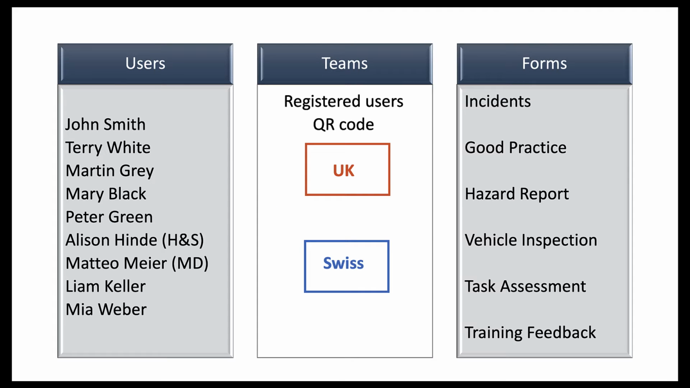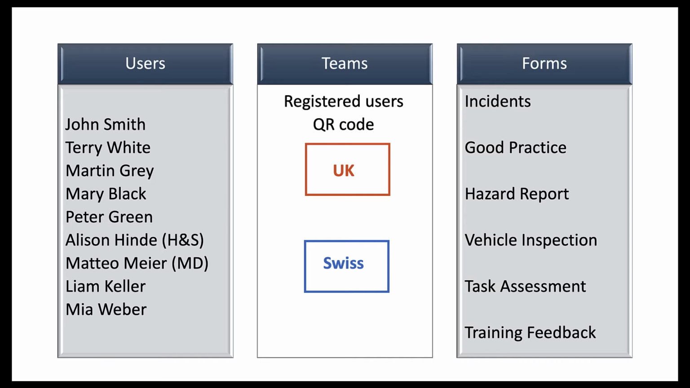When setting up the system, we need a list of users, the different teams, and the forms that will be used to collect information. Each company starts with 2 teams. The registered users team is made up of people who have a username and password, and the QR code team is made up of people who have used the QR code to access the system. You're then able to make specialist teams.